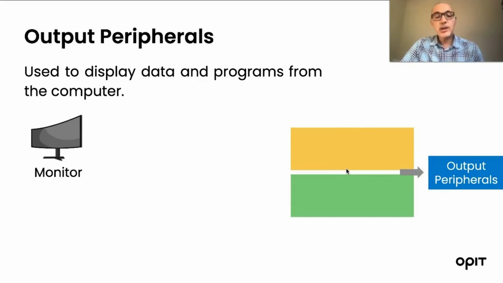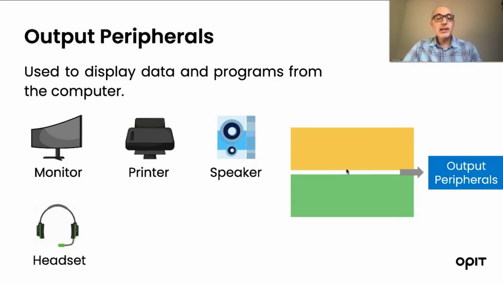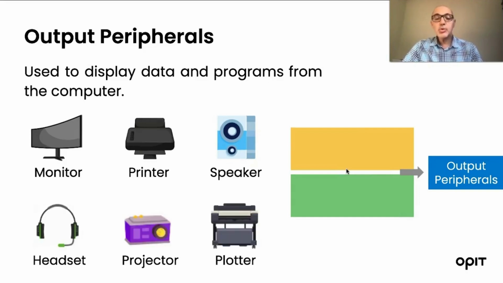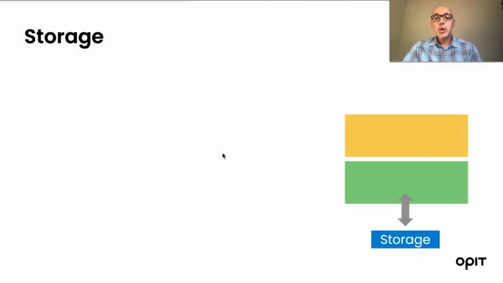The most used one is, of course, the monitor. Then we have the printer if you want to print, you have the speakers, and then you have the headsets, you have the projector. Those are only examples of devices plugged into the computer. So all these are not considered essential components. They are only peripherals. And finally, we have storage.